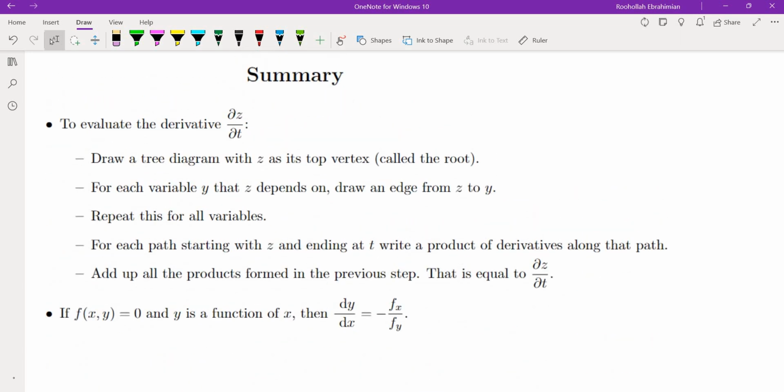To summarize, what we did was we learned how to evaluate partial derivatives using the tree. So we draw a tree, the root of the tree would be our function, and then we put all of the variables that the function is in terms of, and then we keep doing that, and then we write down the relation for partial derivatives. And then we learned how to evaluate derivatives using implicit differentiation.